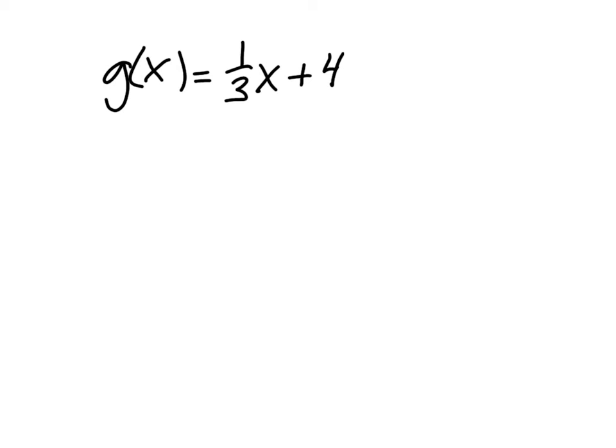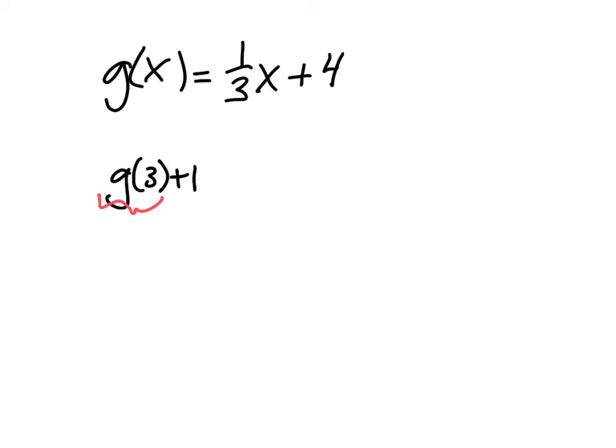Last one I want you to see is if we define g of x as 1/3 of x plus 4, and I want to find g of 3 plus 1. Now notice this pattern's a little bit different. The 1 isn't in the parentheses, it's after. So I need to find g of 3 first, then add 1.